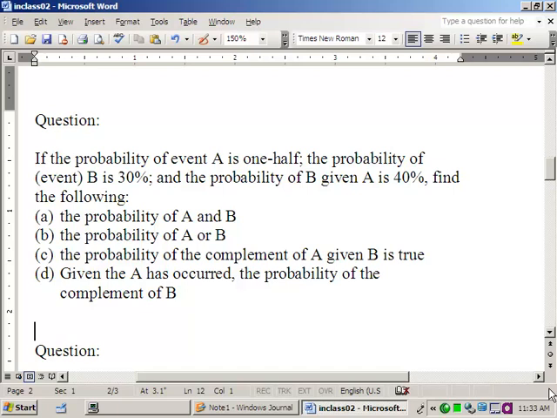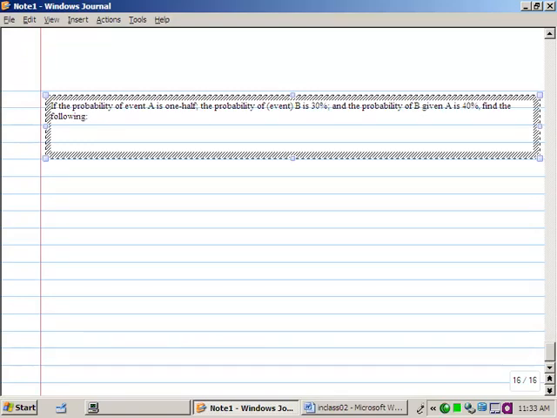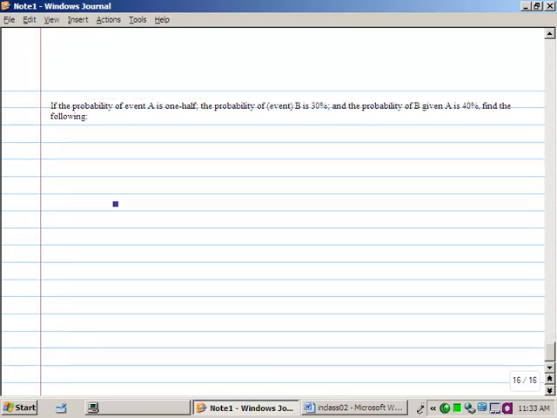Alright, so right now I'm going to do this problem and put this information over here. Alright, so let's get our table ready.